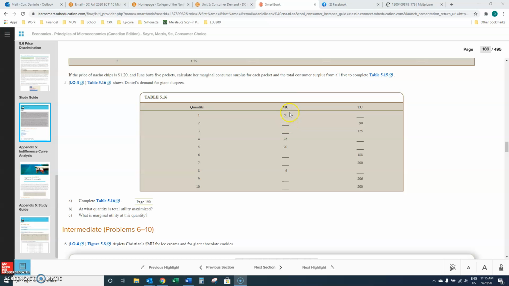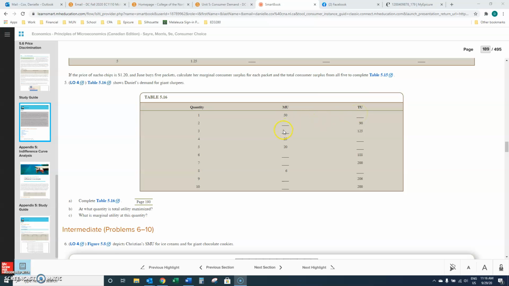Marginal utility is 50 at the quantity of 1, then the total is going to be 50. We know that at a quantity of 2, the total is 90, and that total is made up of this 50 plus whatever number this is supposed to be. So 90 subtract 50 is 40. So we have 40 here, and we have 50 over here.